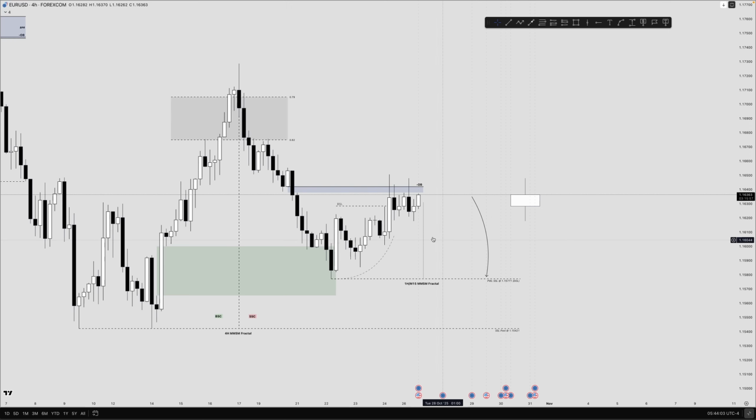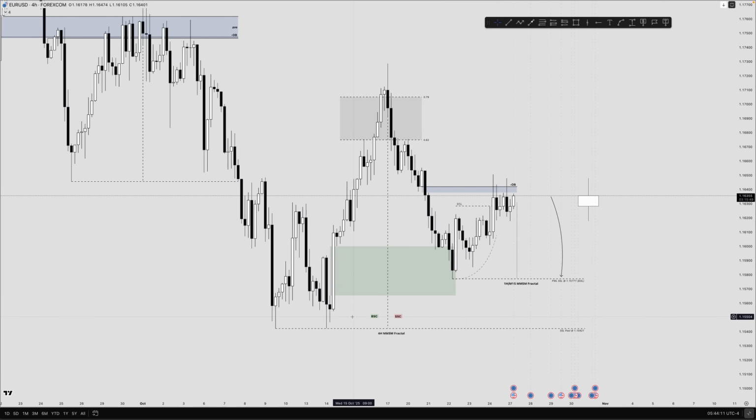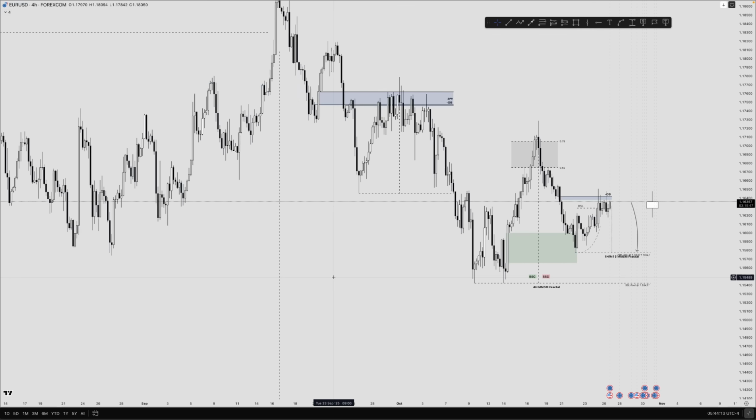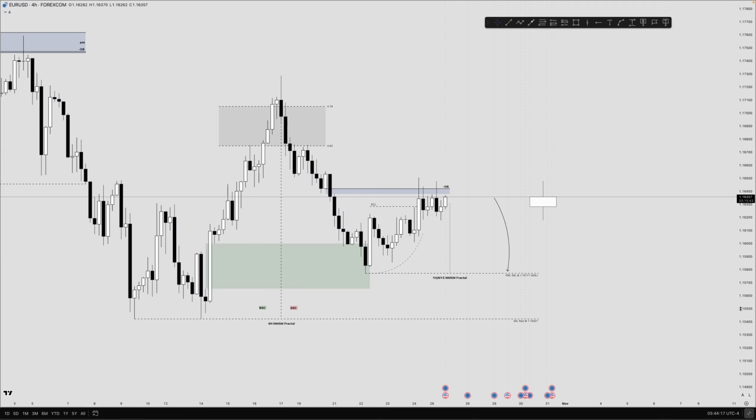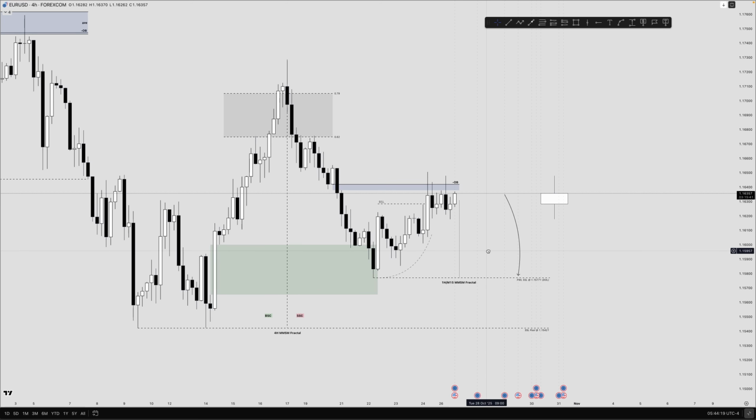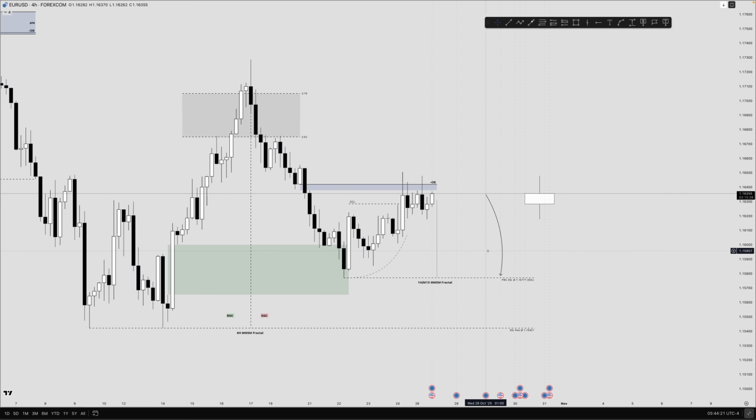So I hope that is clear, right? So we'll have a 1 hour M15 market maker model within the 4 hour market maker model, and within that daily market maker model that is driving price as well. So everything is very aligned, which is good to go short this week, in my opinion.